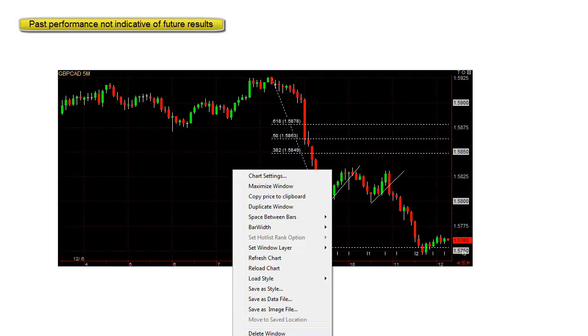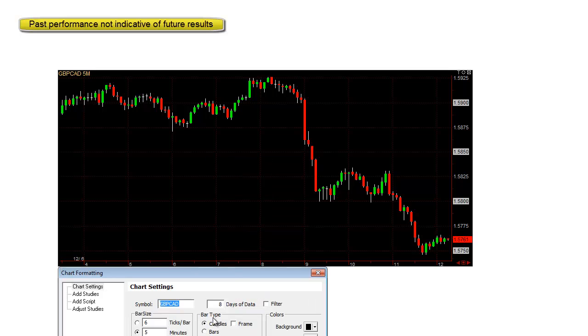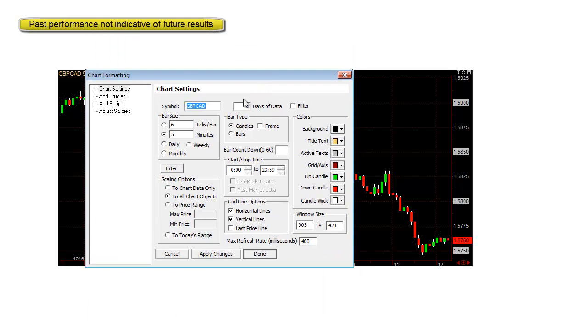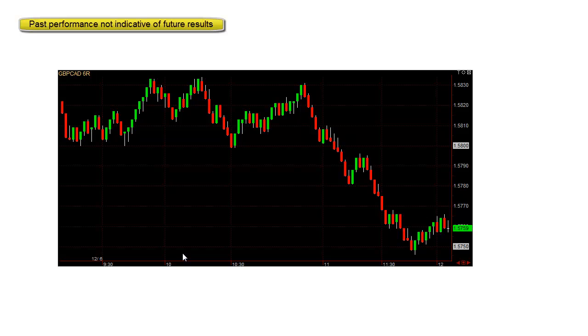And just so you can see what it looks like, I'll bring up a range bar chart for this. We'll put up 6R for 6 pips per bar. And we have tools that let you know the proper amount of pips per bar for each currency depending on its volatility and time of the day.